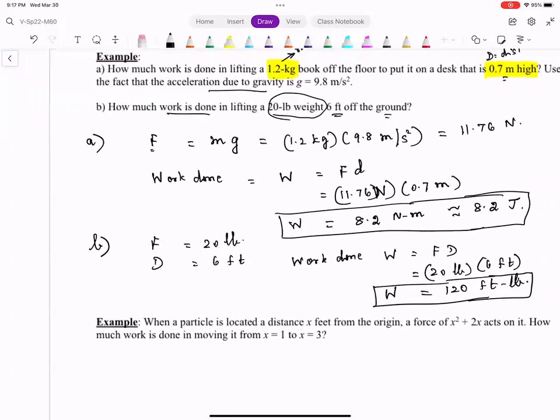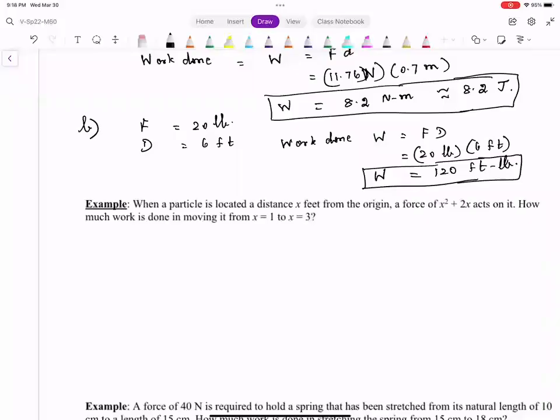All right. Let's try the next example. When a particle is located at a distance x feet from the origin, a force of x squared plus 2x acts on it. How much work is done in moving it from x equal to 1 to x equal to 3?